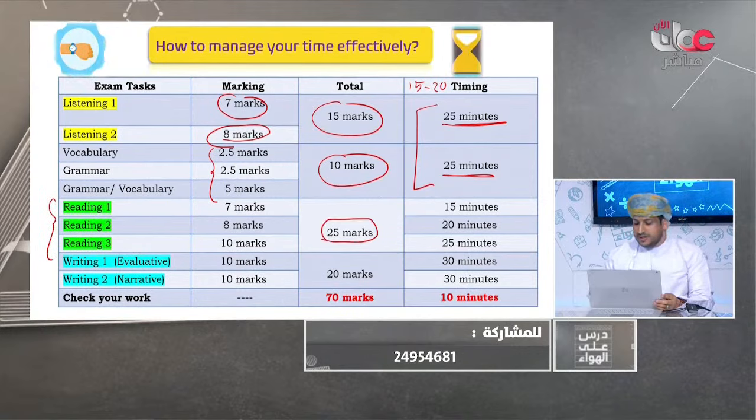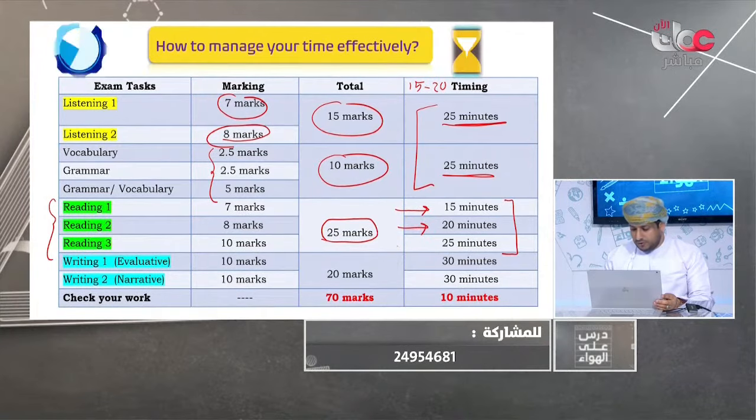For reading, there are 3 types of reading, 25 minutes in total. See the total here for each skill. Reading 1 will be 15 minutes. For reading 2, 20 minutes. For reading 3, which will be a bit longer, I would like you to spend around 25 minutes.